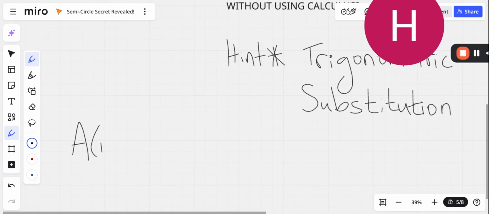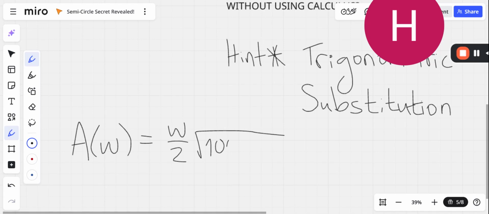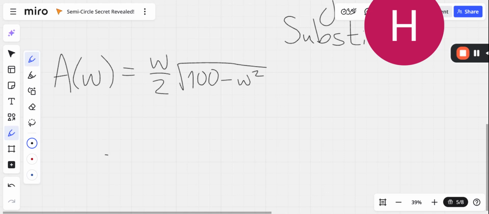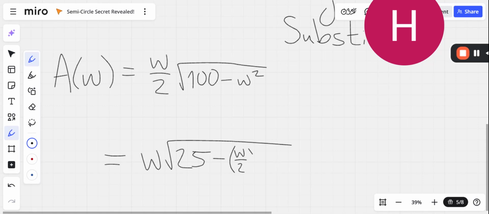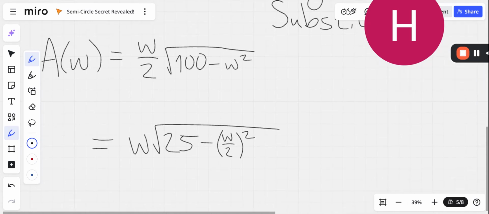We can call this A of W equals W over 2 times the square root of 100 minus W squared. But I'm actually going to put that back into the original, not simplified form. So it's going to look like this: W times the square root of 25 minus W over 2 squared. We're going to do something quite interesting here.